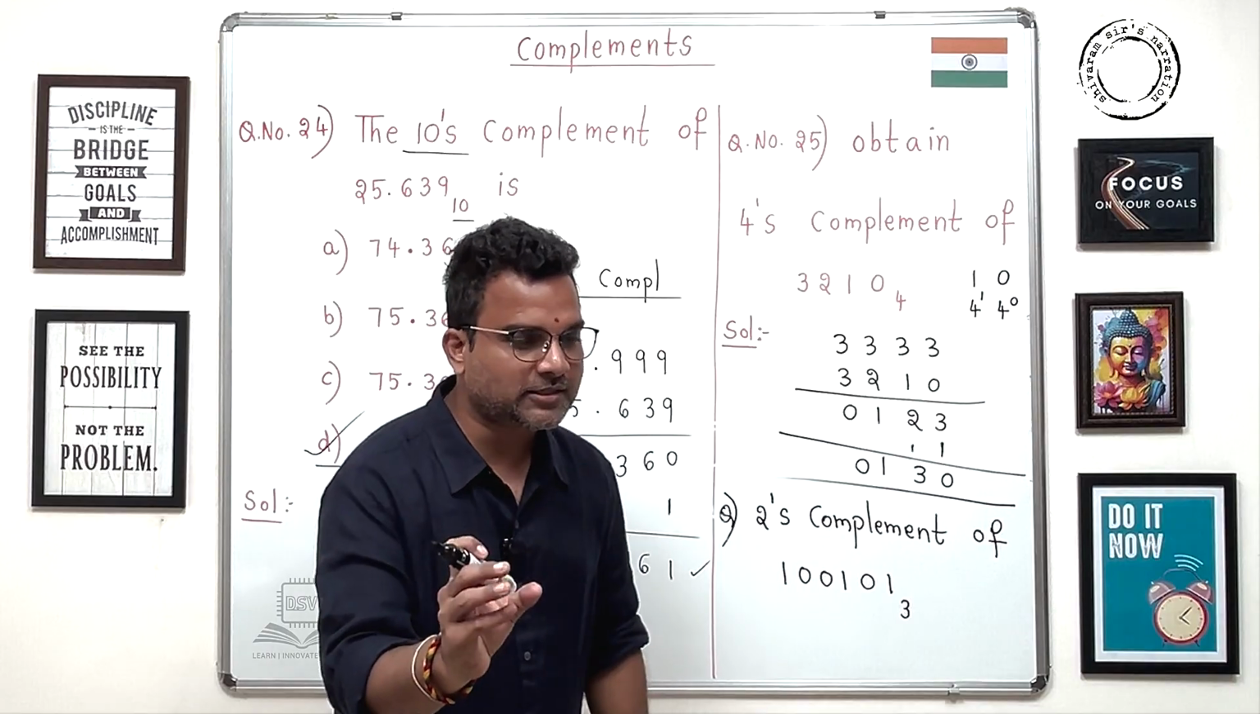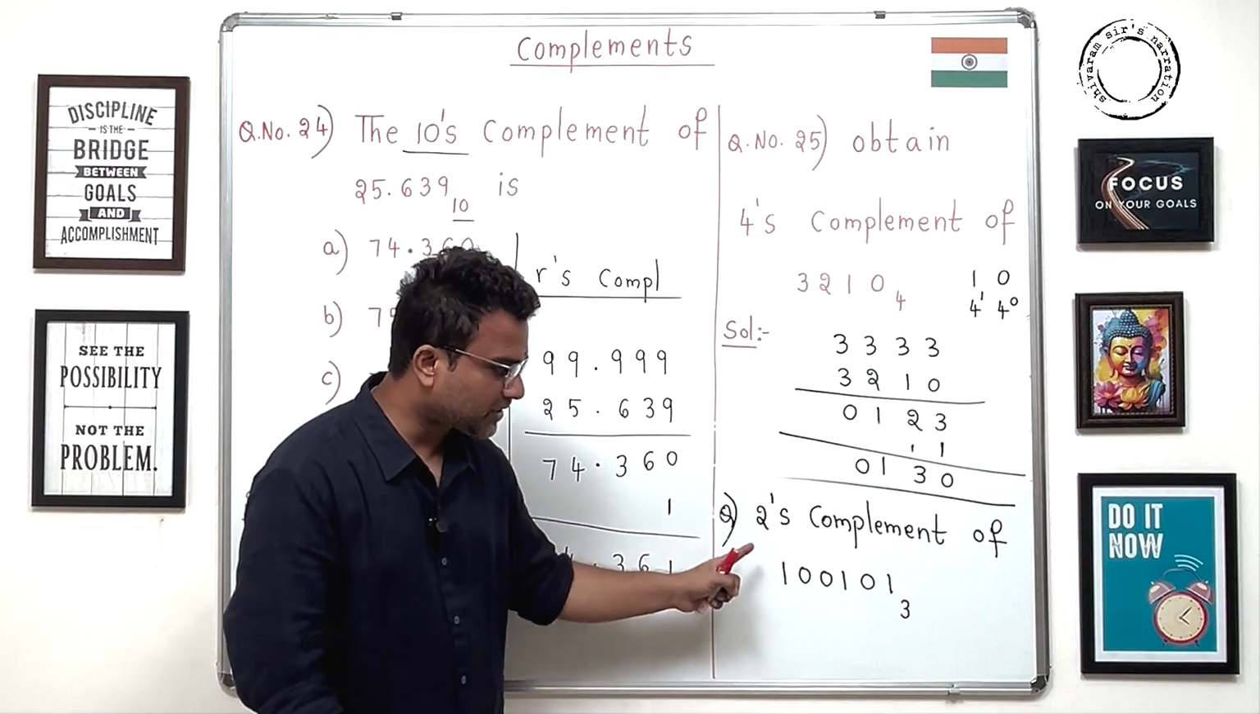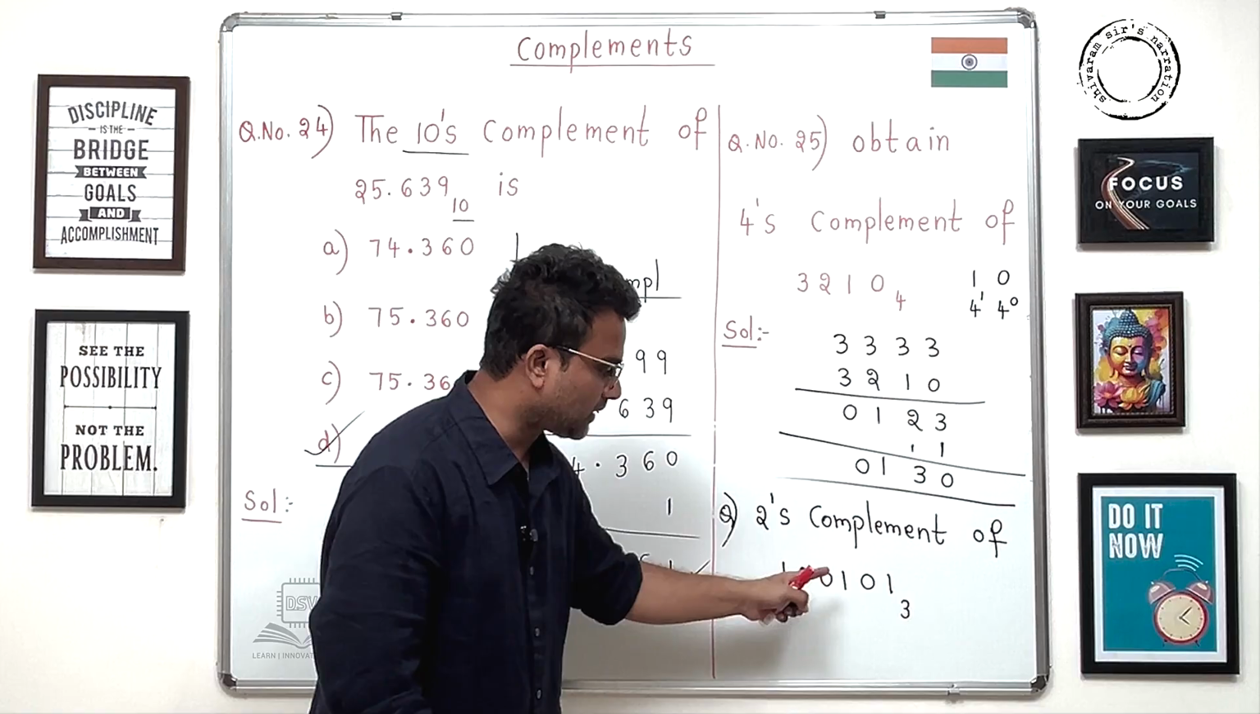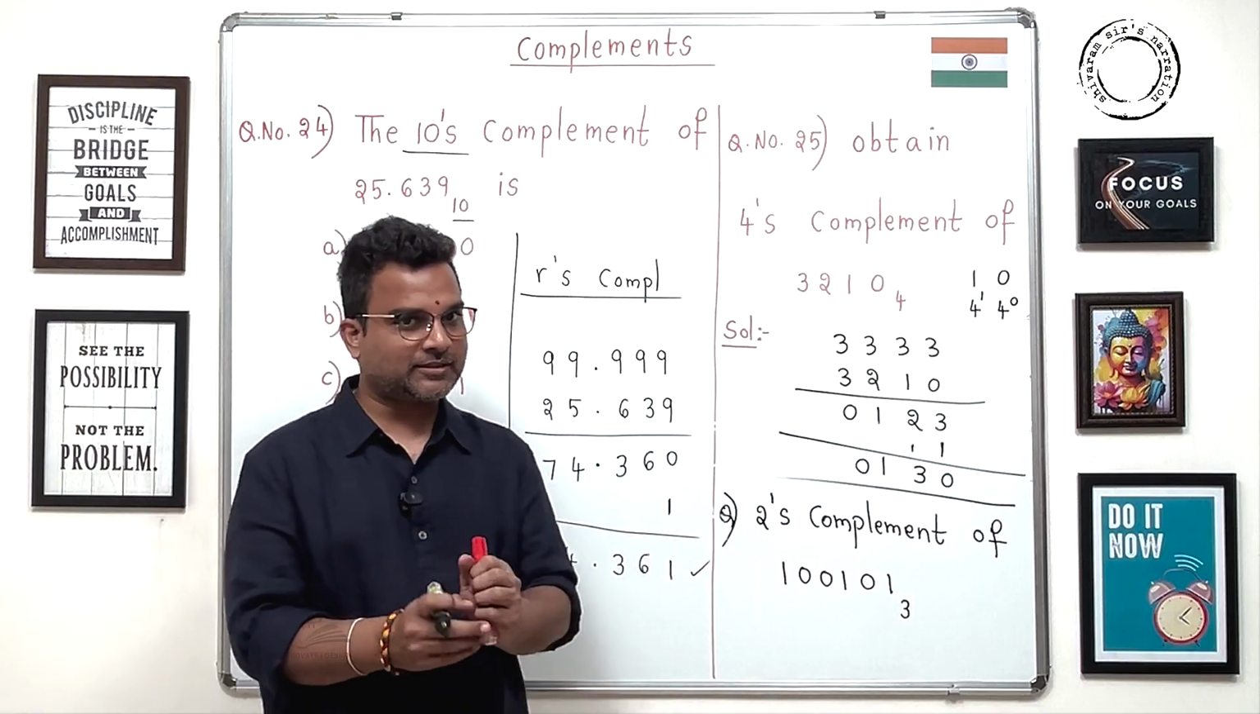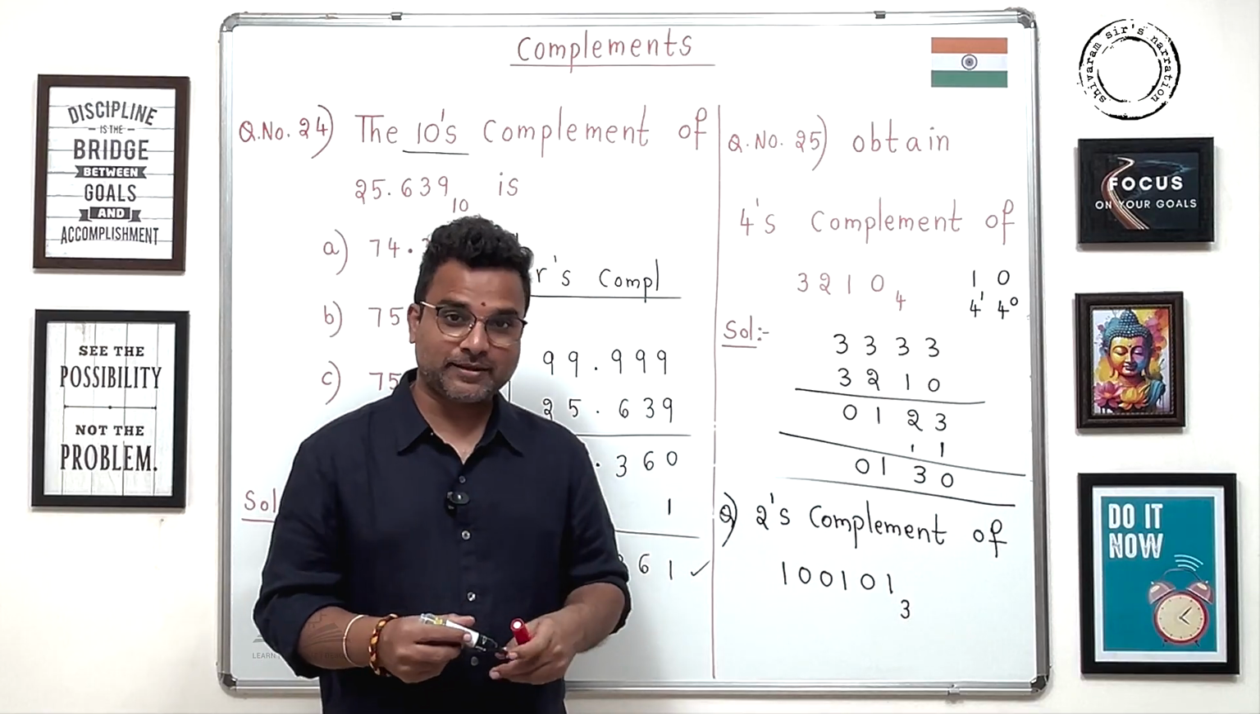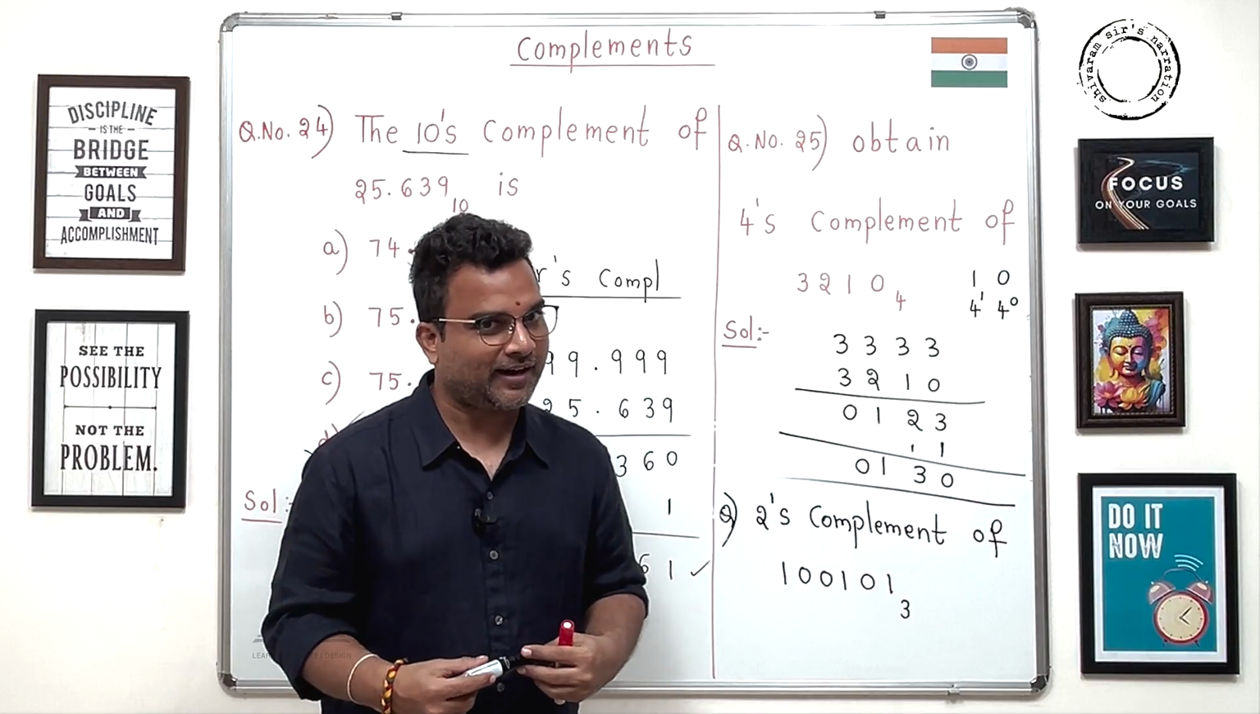Now there is a last question, that is the 2's complement of 100101 base 3. What is the answer for this? Please comment below if you know the answer.